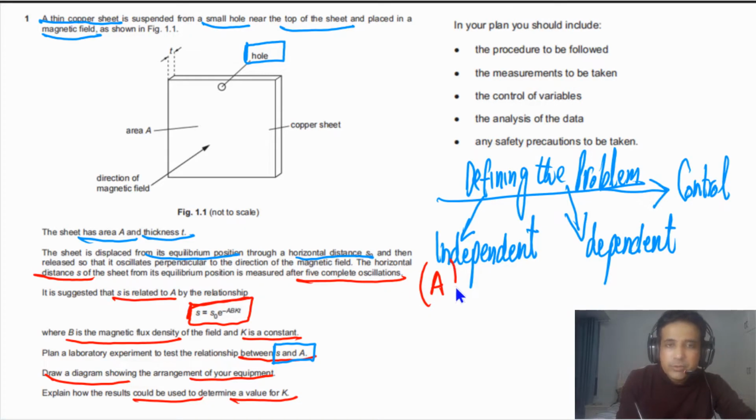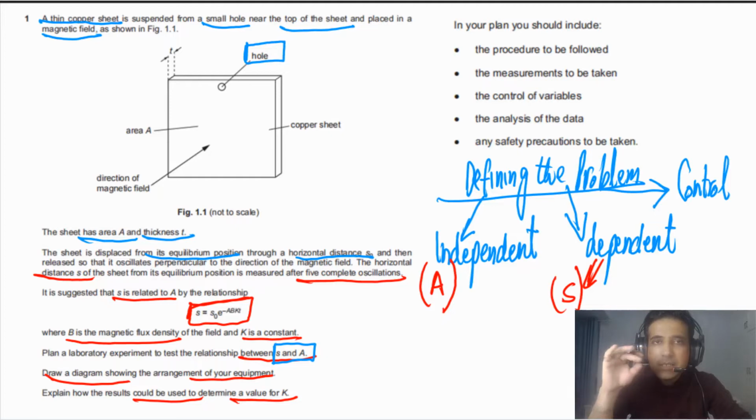So this one is independent. And the dependent variable in this case will be S. So you can write here: S is the dependent variable. So how about control variables?